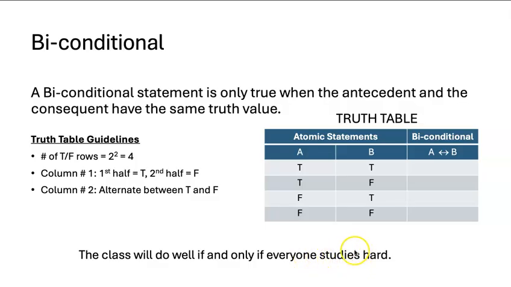So we're saying the overall biconditional statement is only true when A and B have the same truth value. So if both of them are true, it is true. If one is true and one is false, false. If both of them are false, then it is true because they have the same truth value. So a biconditional is only true when both the antecedent and the consequent have the same truth value.